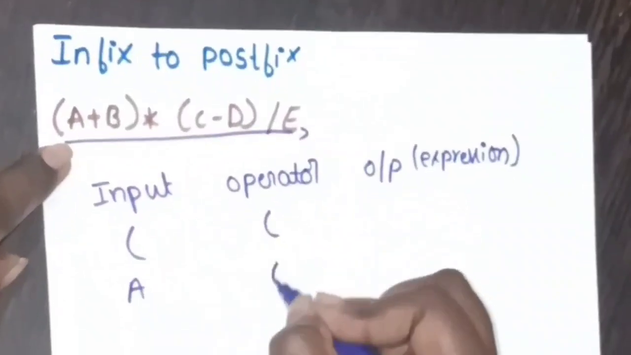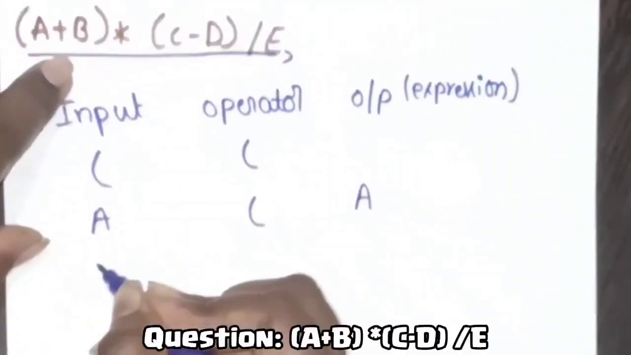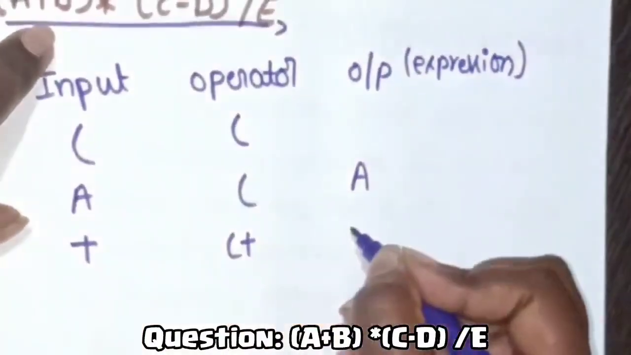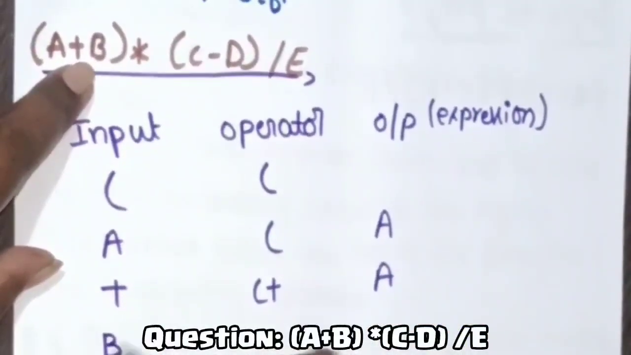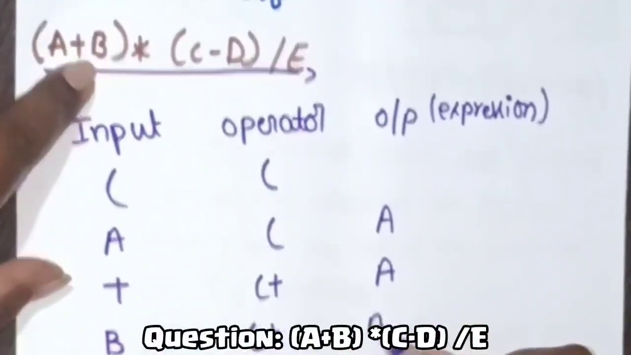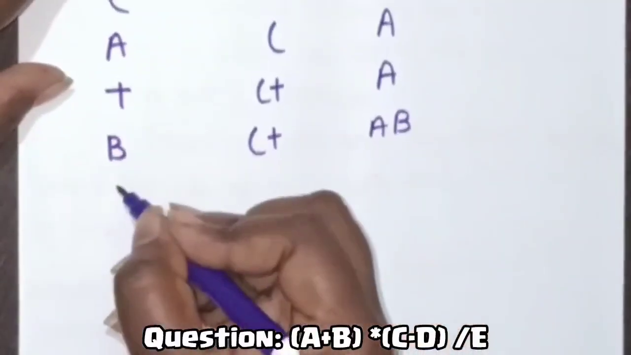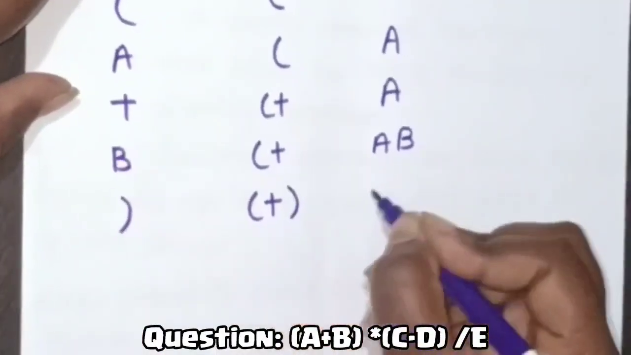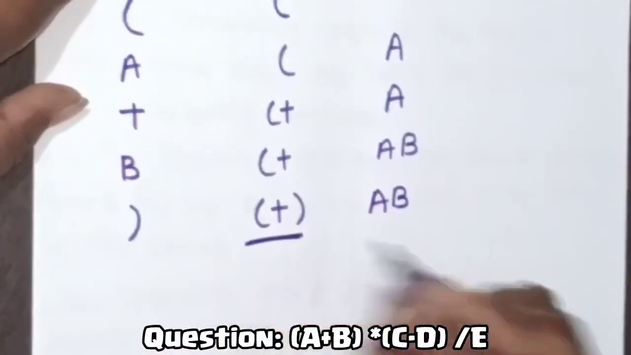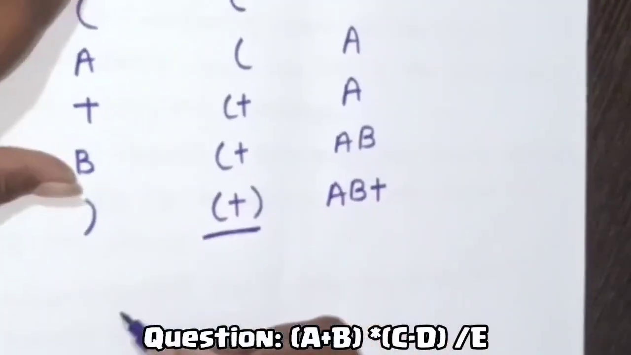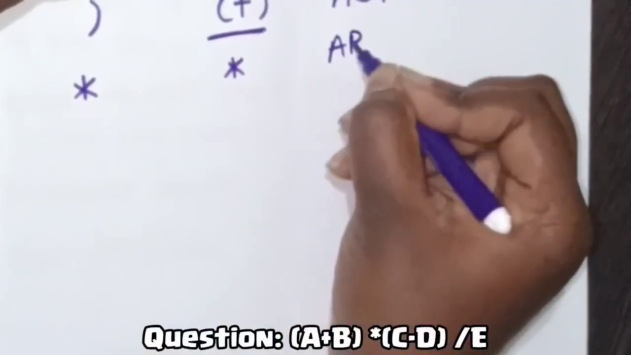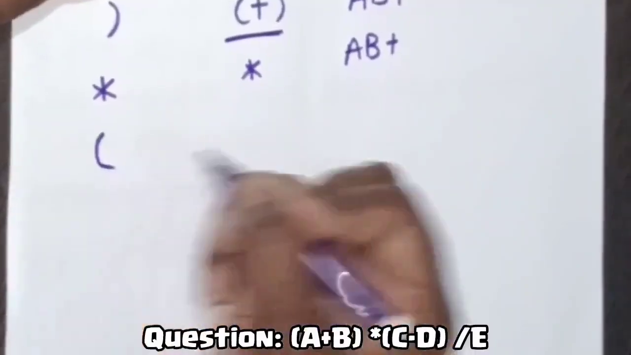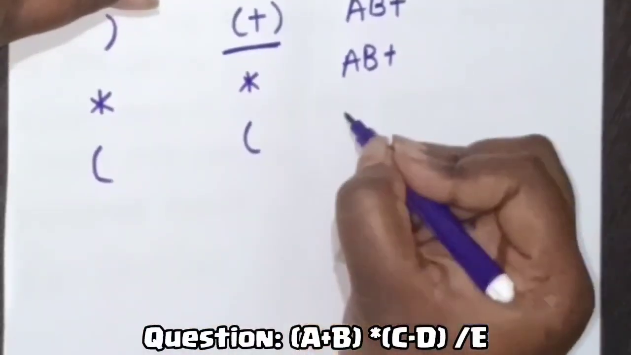Next A is there. A plus. Then A will be an operand only. Next B. This we need to place in the output. Then closing parenthesis. So now we need to pop out this symbol. Then asterisk. AB plus. Then opening parenthesis. We need to place it here.